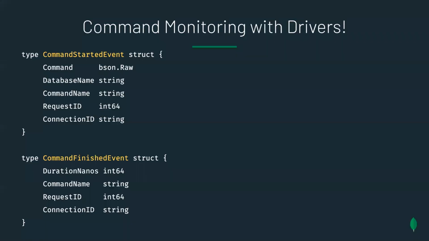So what is command monitoring? I think it'll be easiest to show how easy it is to get going with this by way of example. So you have these two structs. I'm using Go just because Evergreen is in Go. So the command started has some basic metadata, and then command finished has similar metadata, but also the duration of the command and things like that.